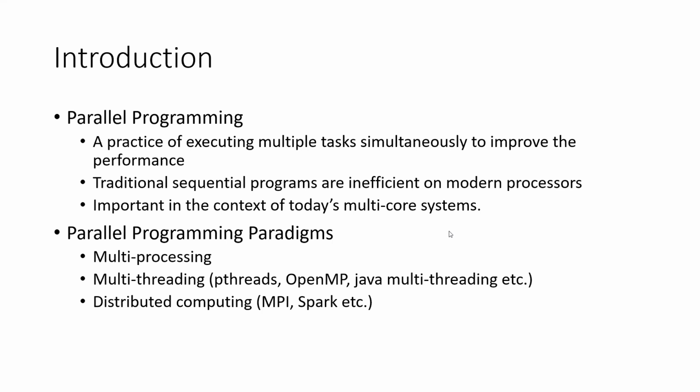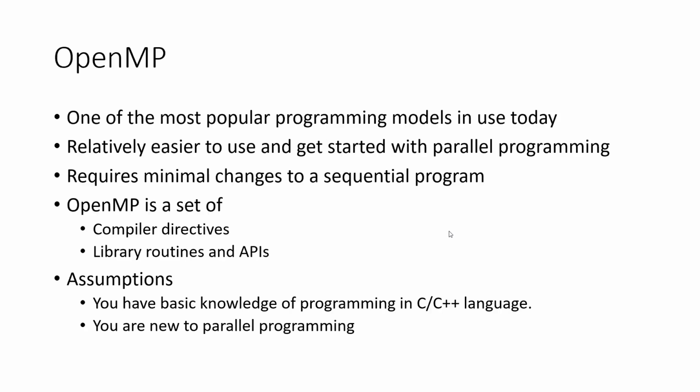And there is another class of parallel programming which comes from distributed computing. Distributed computing is when you have multiple systems, not only multi-core, but multiple systems sitting together and doing some common job together by sending messages to each other. There are some famous MPI platforms to write the code, or Apache Spark is a very handy distributed computing platform. So in this paradigm of parallel programming, we'll be focusing on multi-threading, mainly shared memory multi-threading with OpenMP.